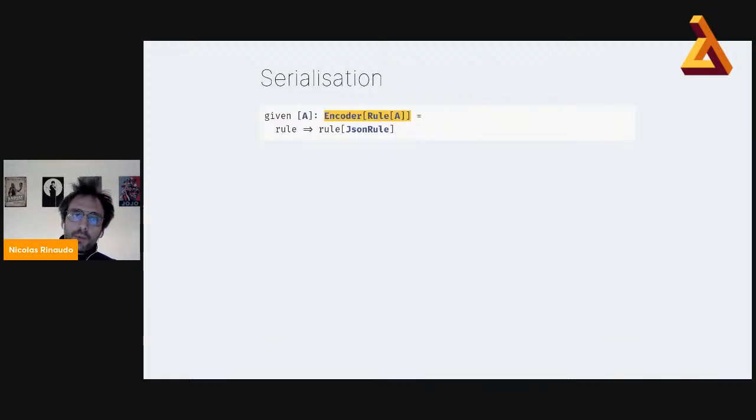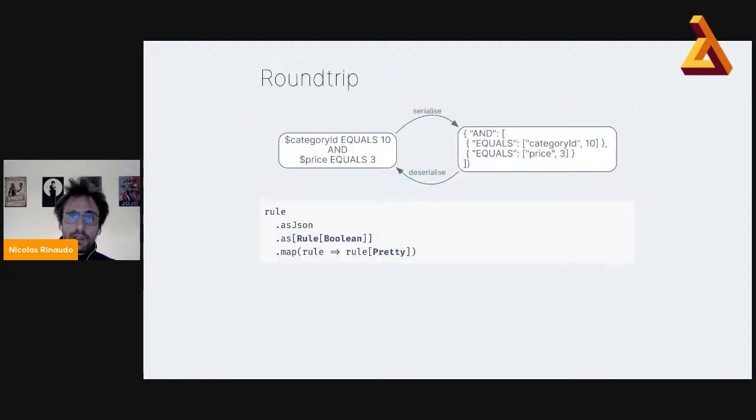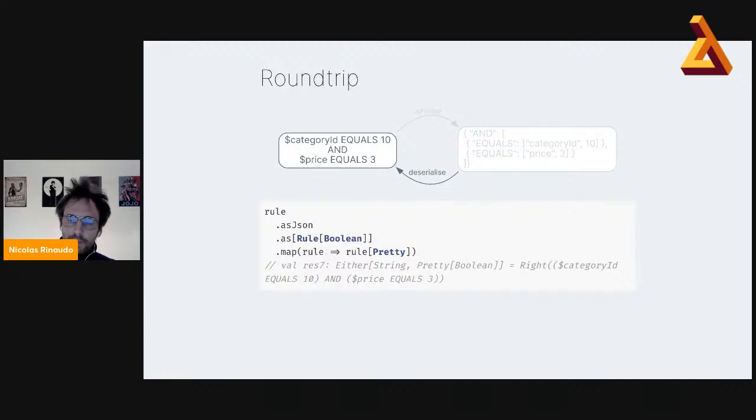And having finished our rule sim, we can wrap it into an encoder, because if you recall, we need an encoder in order to be able to call the asJSON method. But the encoder is just a proxy to our interpreter. Now, rule.asJSON, so encoding our rule into a JSON expression, works exactly the way you'd hope. And the round-trip property holds as well, because given a rule, if you serialize it to JSON and then deserialize it back to a rule of Boolean, then you get exactly what you started with, which is exactly what we wanted.